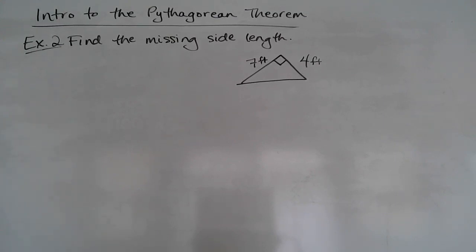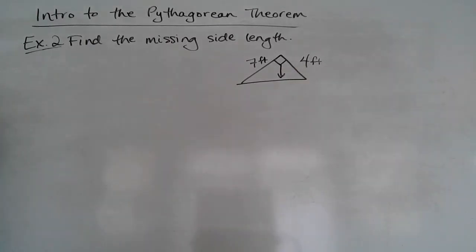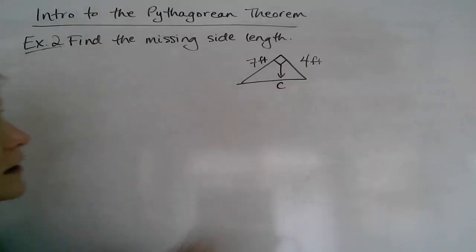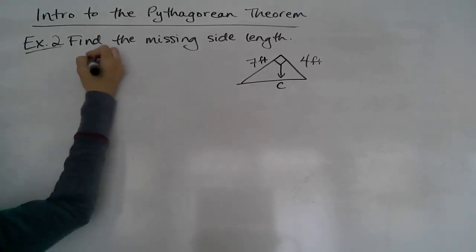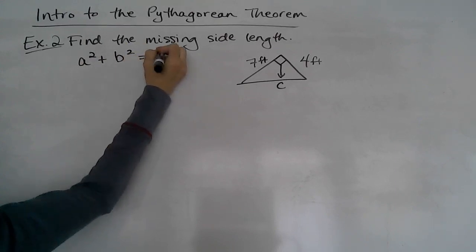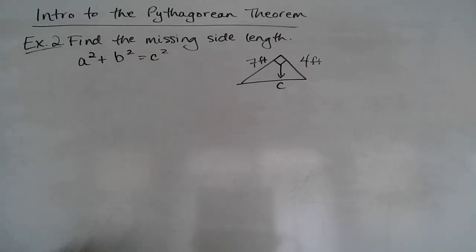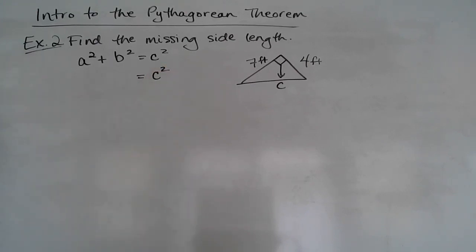We've got a right triangle again. We've got a missing side again. Use the right triangle to help you identify which side is C. And C is our missing side again. So here's our formula. A squared plus B squared equals C squared. C is going to stay just C because we don't know what it is. That's what we're looking for. A and B, flexible, doesn't matter.